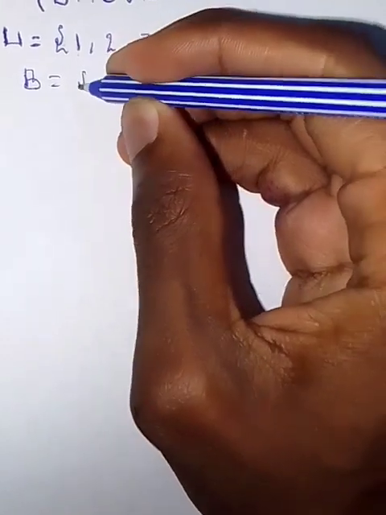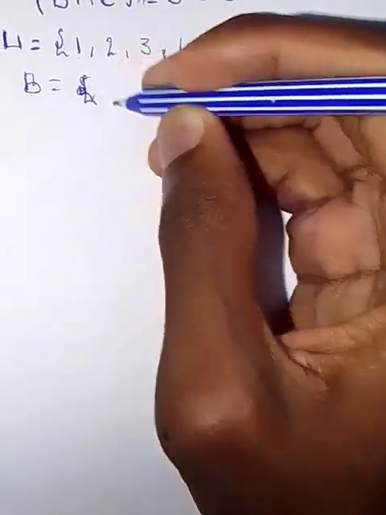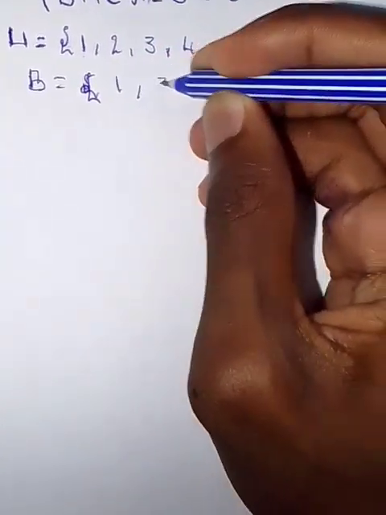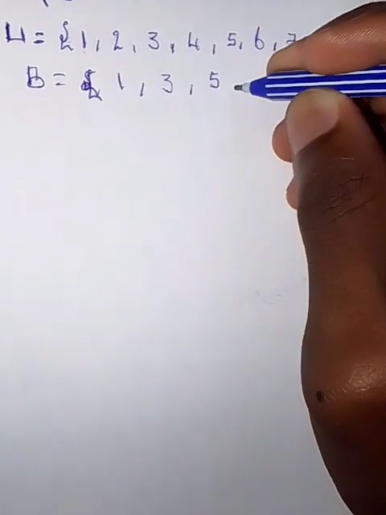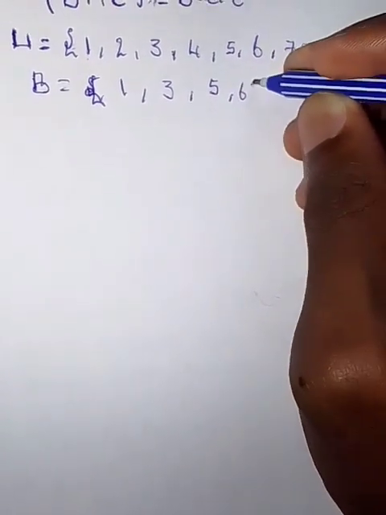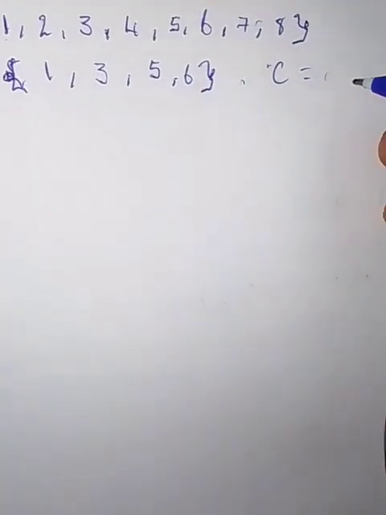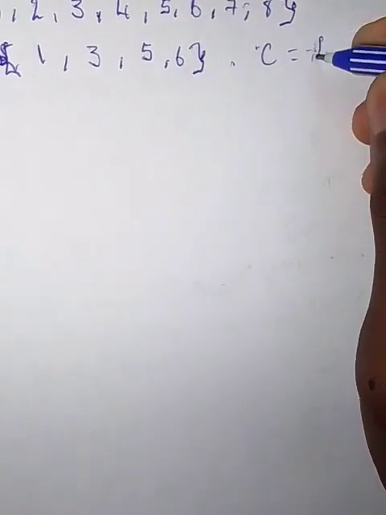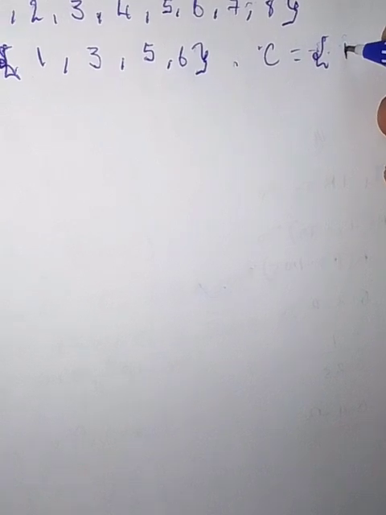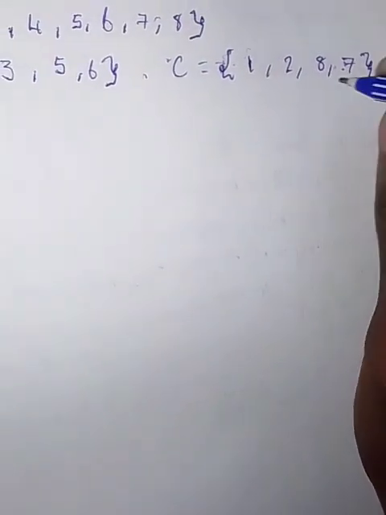Let's say we have set B. We have set B having 1, 3, 5, and 6. And now we have set C. Let's say the set C is having 1, 2, 8, and let's put maybe 7. Just some random values.